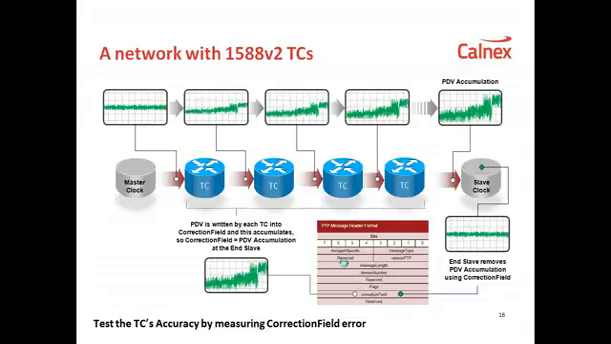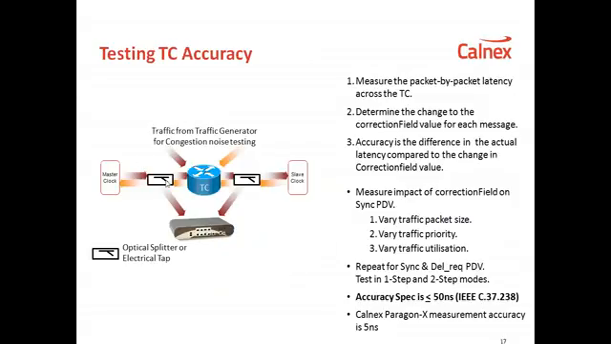How do we do this? Well, we fundamentally do this by comparing the actual latency of a packet through a transparent clock with the value in the correction field. Remember, a packet goes through a transparent clock. The latency time is reported by the transparent clock in its correction field. So the Paragon product from Calnex can measure the actual latency and compare it to the correction field.